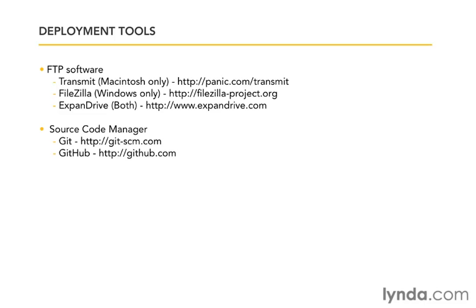CVS and SVN are very popular software for source code management, but the Rails community has really centered around Git. So chances are most other developers that you meet and work with are going to be using Git. It really has taken off and become an essential tool of Rails development.